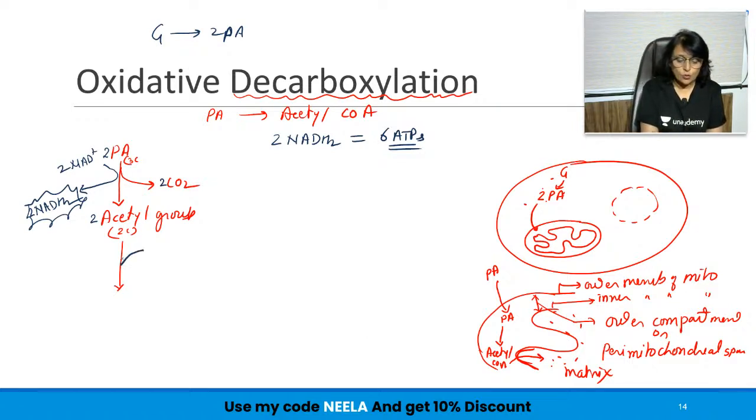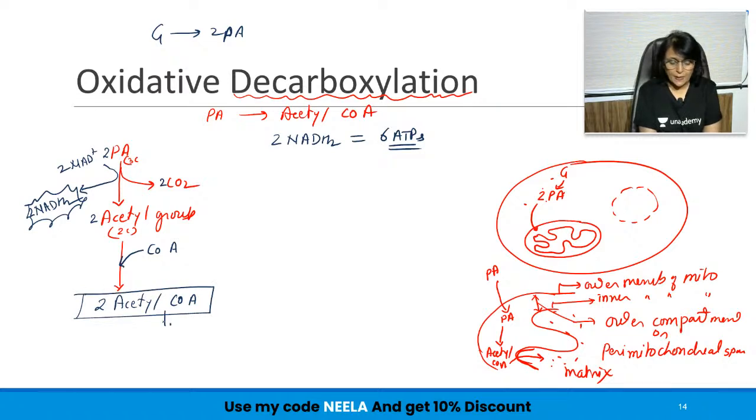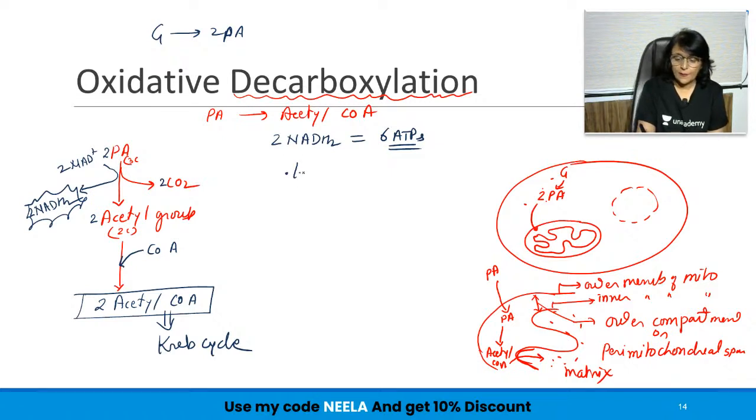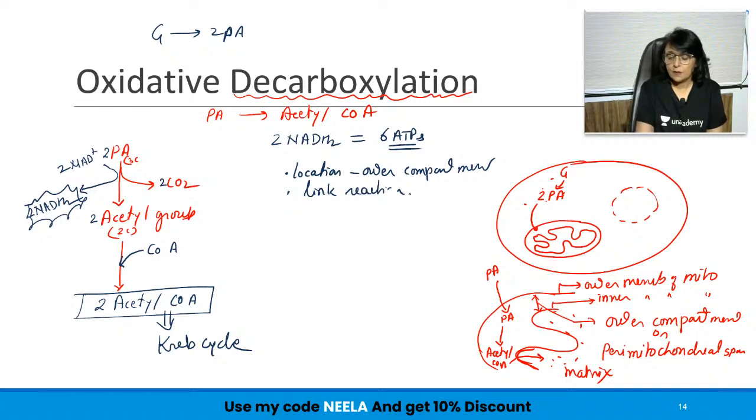That we will see. Now these 2 acetyl groups which are formed, coenzyme A is added. And now we get 2 acetyl coenzyme A molecules, and they can participate in Kreb cycle. So this is a link reaction between glycolysis and Kreb cycle. The location where it takes place is the outer compartment. It is a link reaction between glycolysis and Kreb cycle.